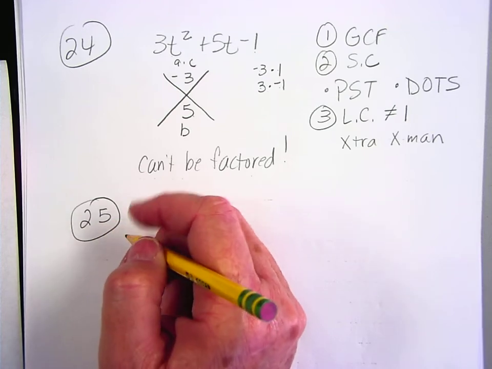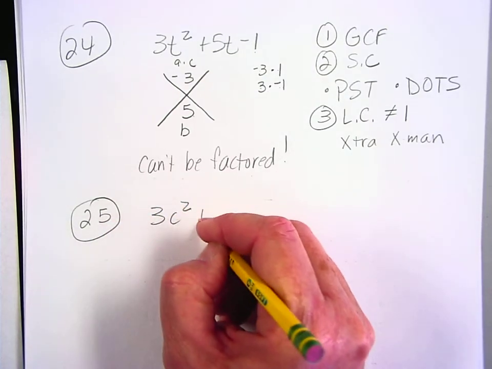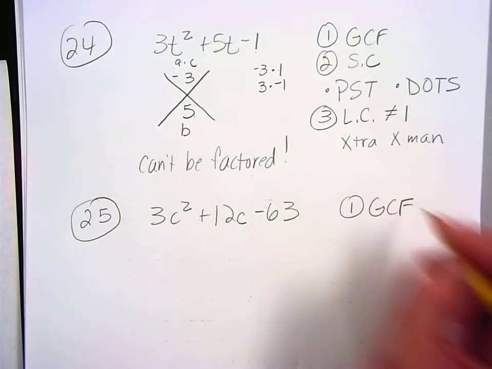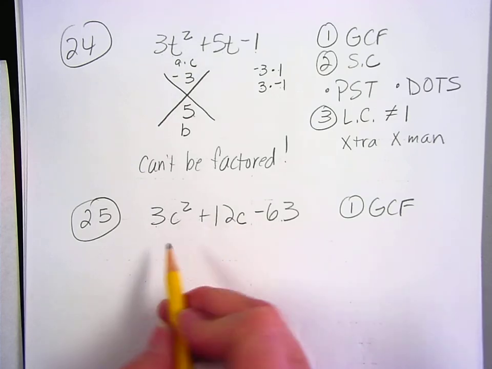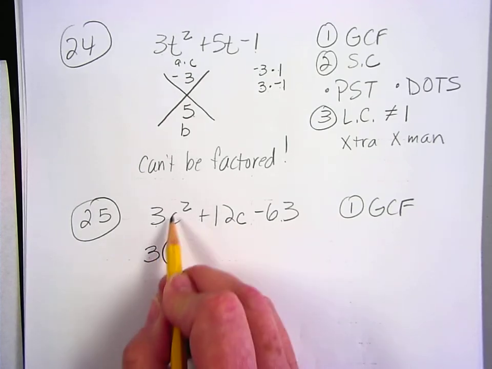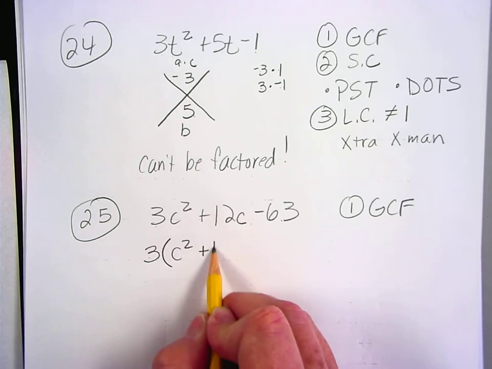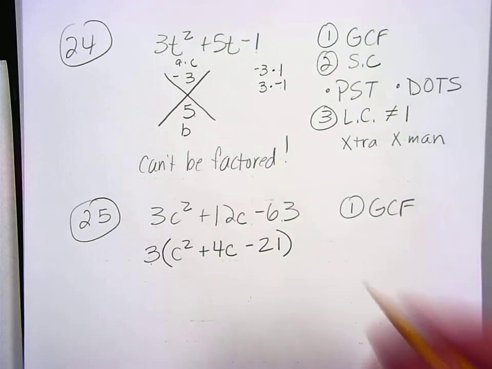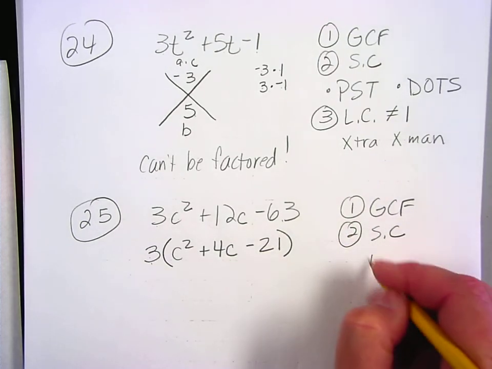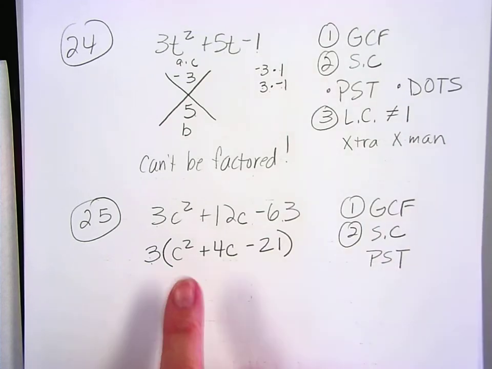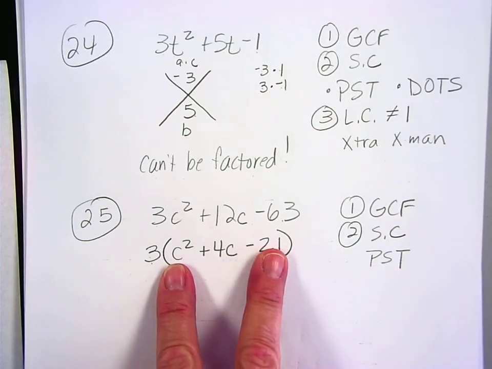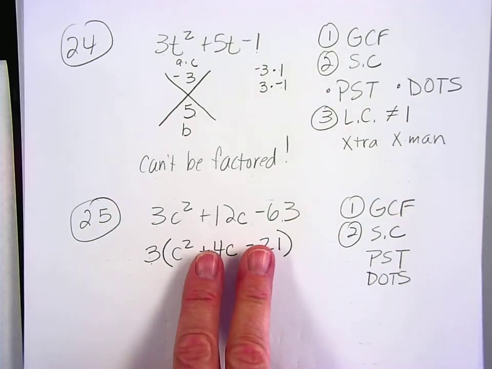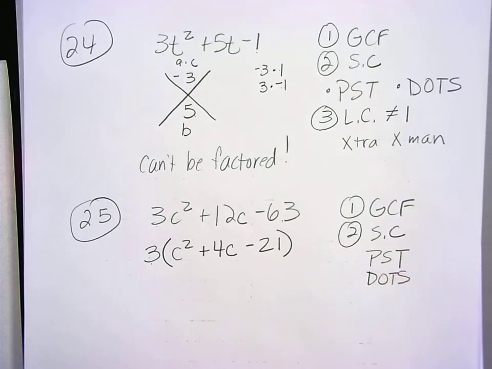25. 3c squared plus 12c minus 63. GCF. I believe these all contain a GCF of 3 times c squared plus 4c minus 21. Okay, special cases. Is this a PST? Well, it's a trinomial, but it's not a perfect square trinomial because 21's not a square number. And it's not dots because this is not a binomial, it's a trinomial. And dots is always a binomial.